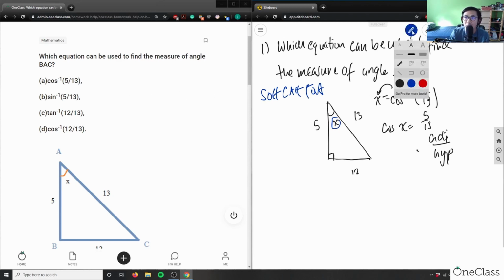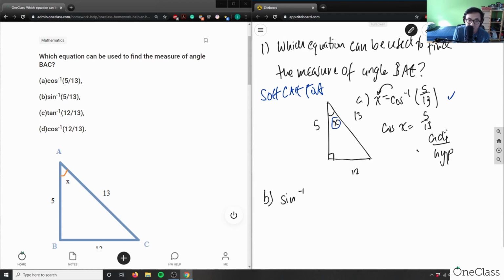A is a trigonometric ratio that denotes this angle, right? So inverse cos of 5/13, that's correct. So A is the correct answer. Let me just verify that B, C, and D are wrong.